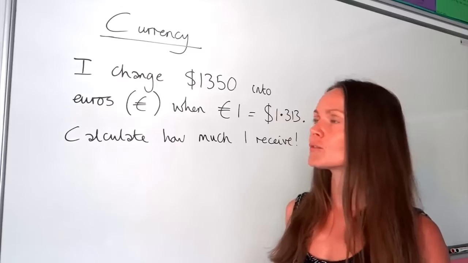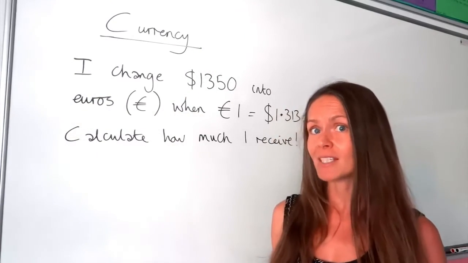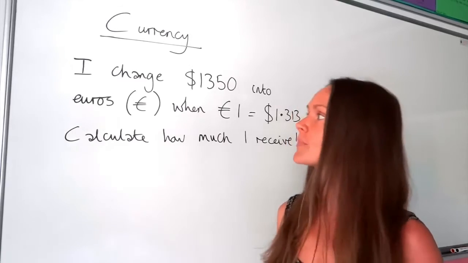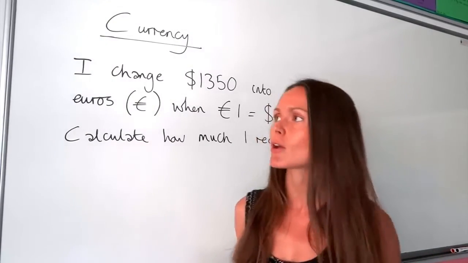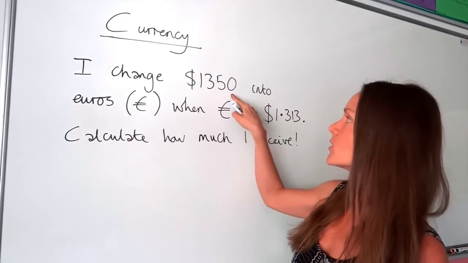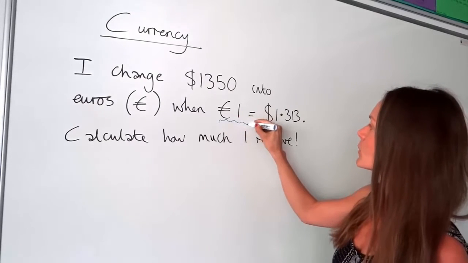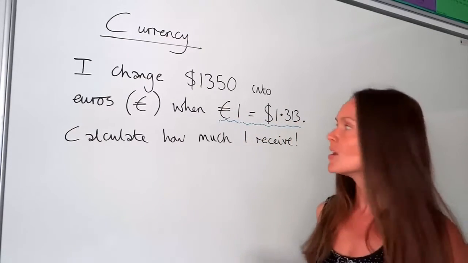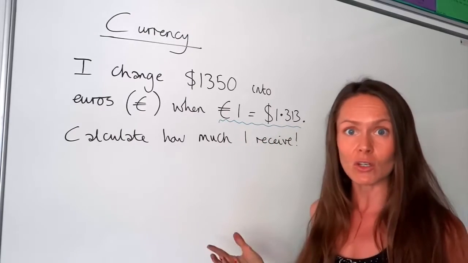It's really useful if you understand currency exchange so that you get the best deal for you and you make the right decision. So I'm going to pretend I'm changing dollars into euros. I've got $1,350 that I'm going to turn into euros, and this is what we call the exchange rate. So for every €1, I'll get $1.313.